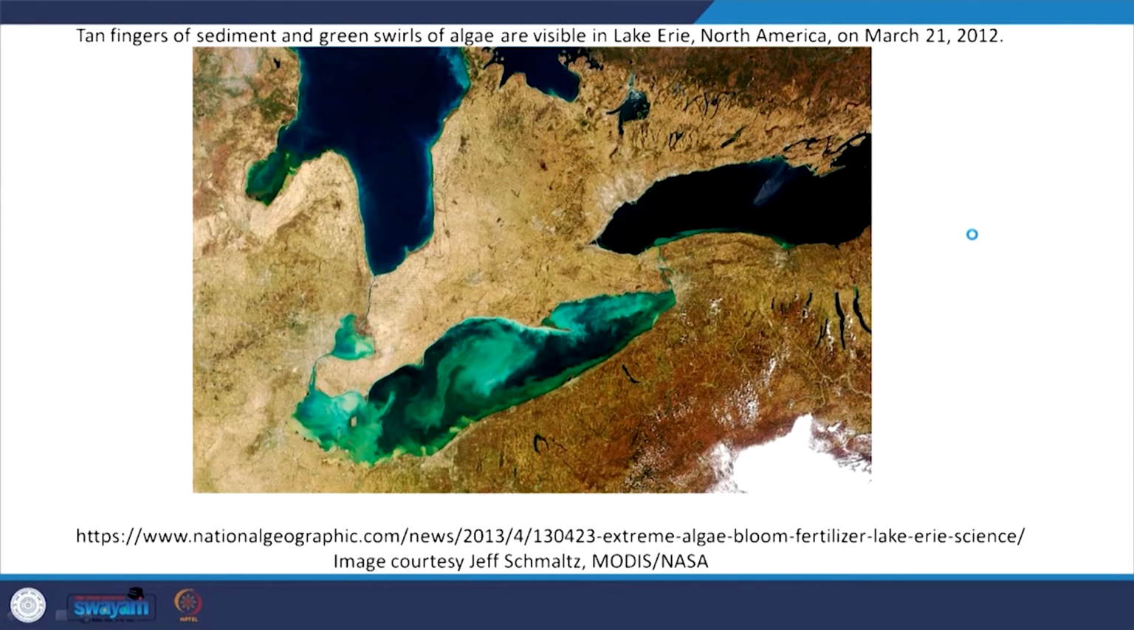As I said, we can see it from space. This is from North America. These are the largest lakes in the world. I think we are talking about Lake Erie.